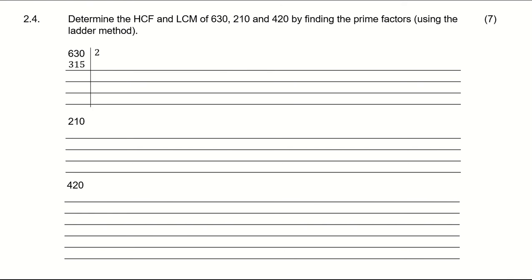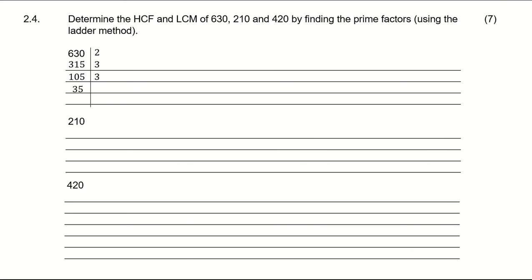Can 2 go into 315? What is the next prime number after 2? It is 3. Can 3 go into 315? Yes, it can. So 315 divided by 3 will give you 105. Can 3 still go into 105? Yes, it can. 105 divided by 3 will give us 35. Can 3 go into 35? The answer is no.